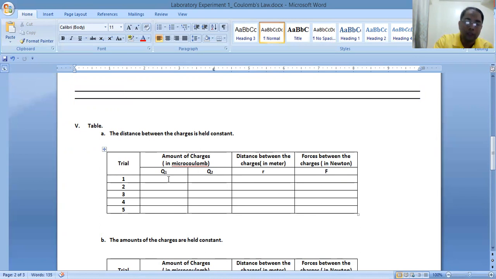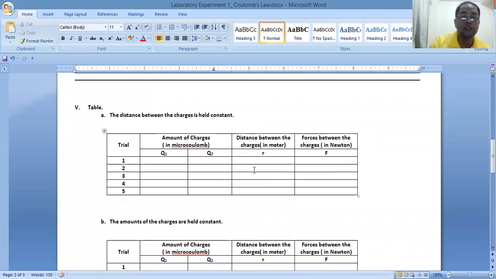So our goal again is to increase Q1 and Q2. Your group has to decide what values you're going to assign. But for our R, or the distance between the charges, you have to maintain this for this first set. So the distance between the charges for this set, trials 1 to 5, will be the same. So you will simply jot down the value of F. For this experiment, there's no solving. We will no longer use a formula and solve, because although we know the equation for Coulomb's law, we will not solve anything anymore. So that's the first set.